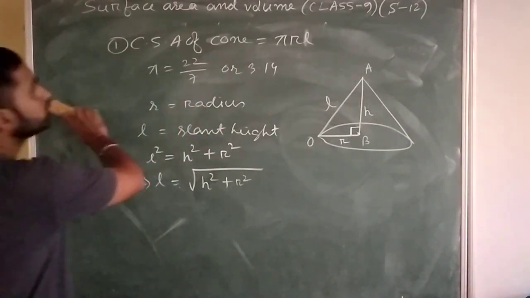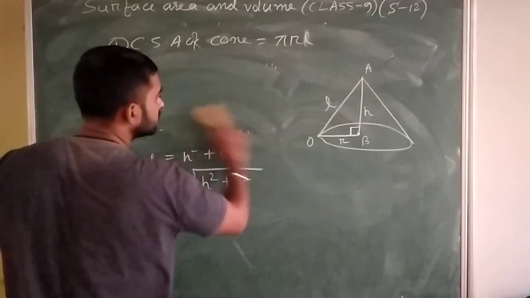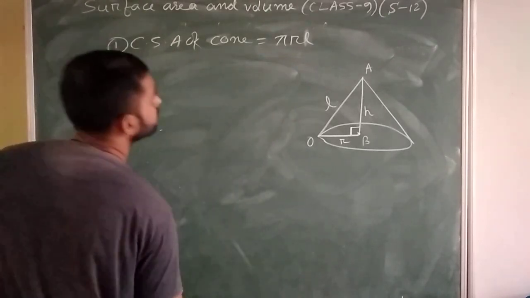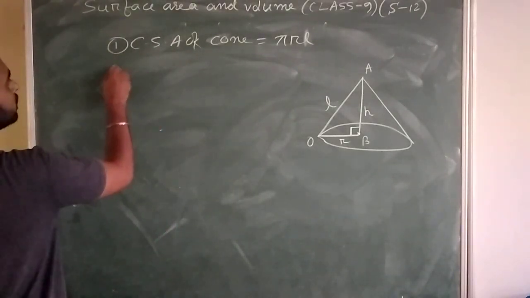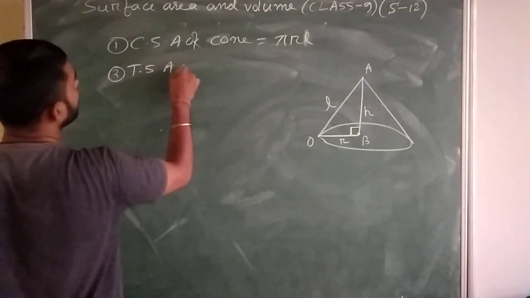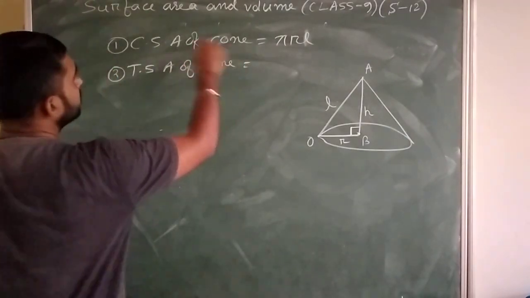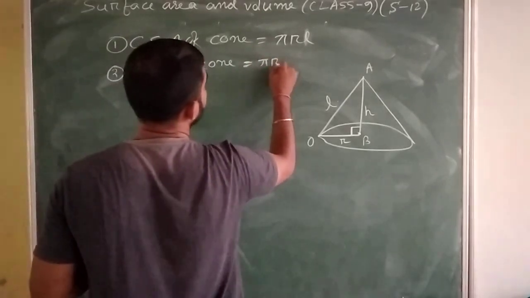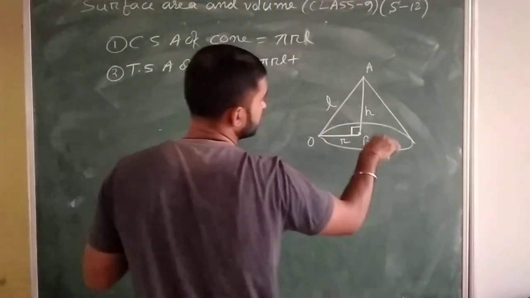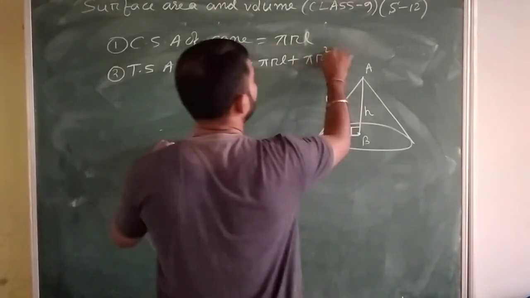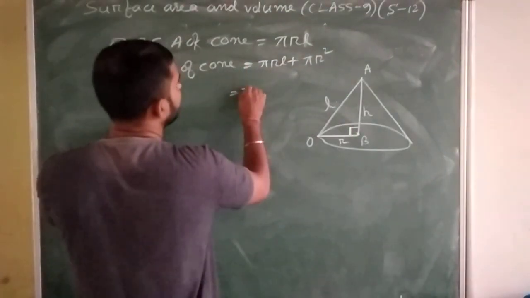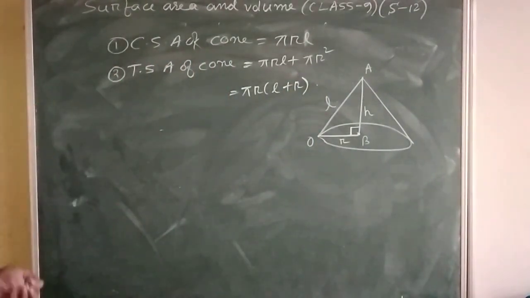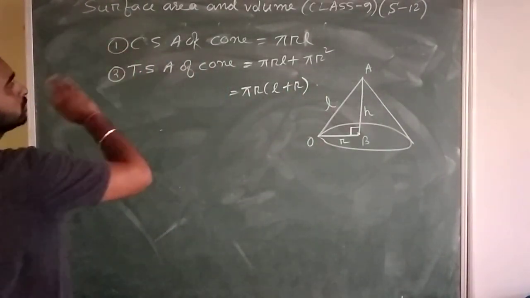Then after that, what is the TSA of a cone? Total surface area of cone equals curved surface area plus area of the base. Here the base is also a circle, so pi r square. Simply pi r common, (l plus r). So yes, this is the total surface area.